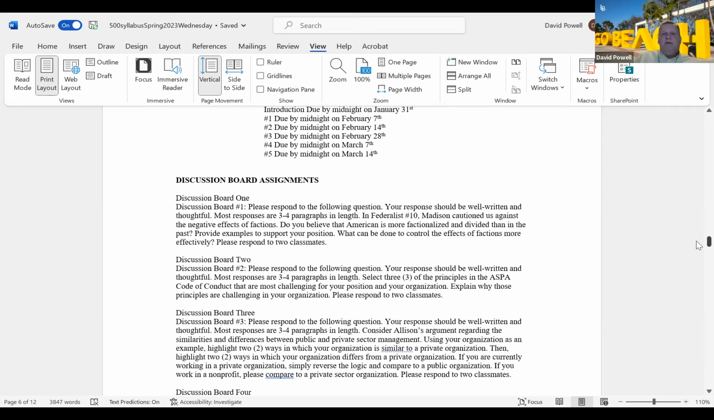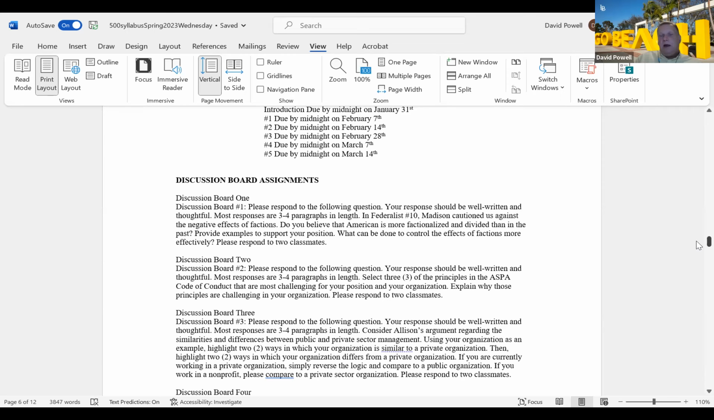And the prompt is, in Federalist number 10, Madison cautioned us against the negative effects of factions. We will read Federalist number 10 next week in our discussion of American government. Do you believe that America is more factionalized and divided than in the past? Provide examples to support your position. Again, there's no right or wrong answer there. What can be done to control the effects of factions more effectively? And then also please respond to 2 classmates.